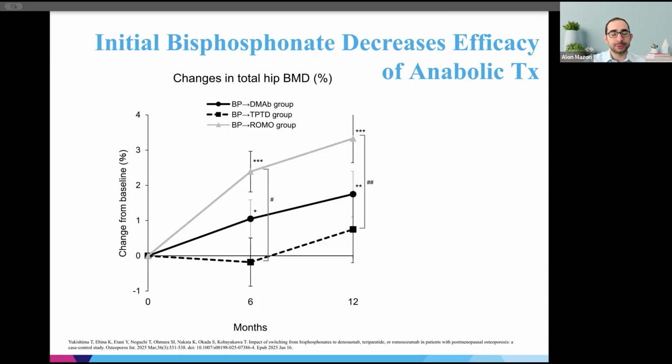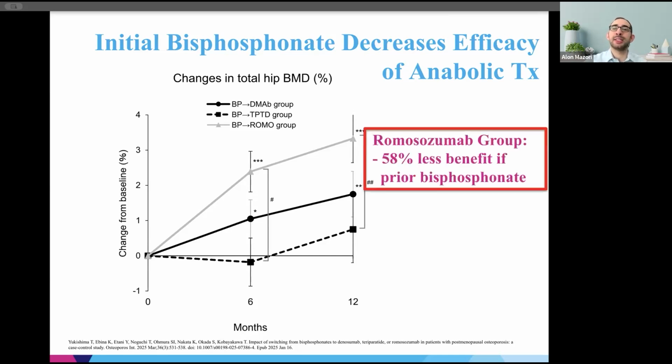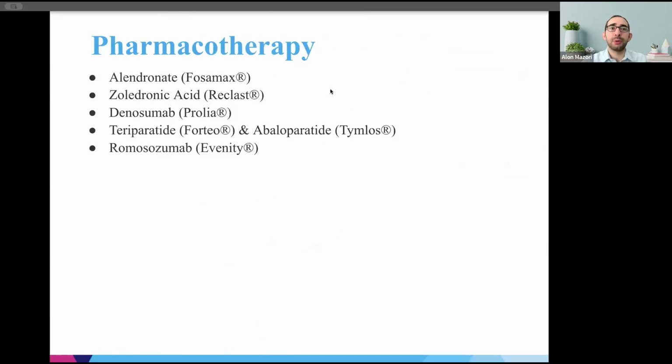And so in this study, which is relatively small, but took a look at total hip bone mineral density changes, we saw that in the romosozumab group, there was 58% less benefit if the patient had been treated with a bisphosphonate prior. And this is very meaningful because romosozumab is our most potent anabolic therapy at this point in time. So now we're going to talk about the different medical options that are available to us to treat osteoporosis. Let's start first with alendronate.